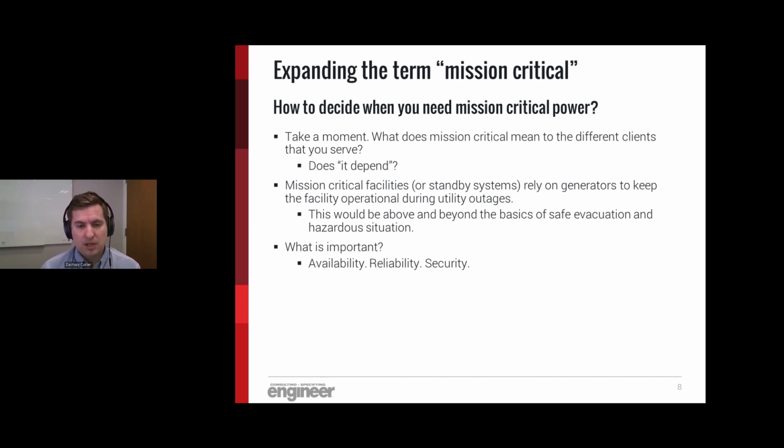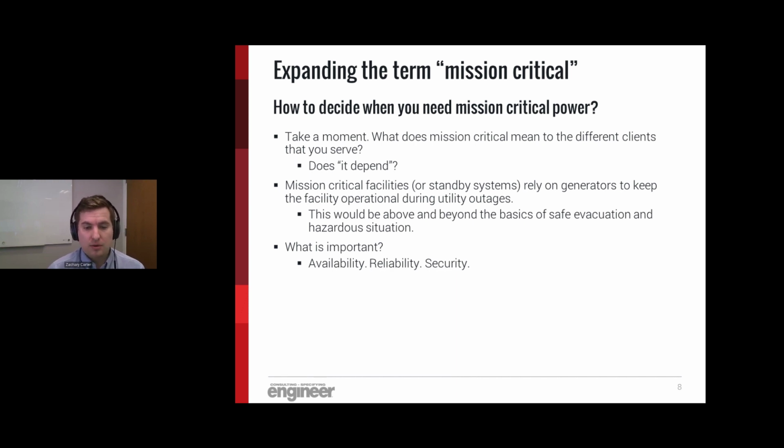So mission critical can be more simply defined as a facility that is essential to the survival of a business or an organization. Mission critical facilities are significantly affected when the power is interrupted. There are three key things that I like to think about when we talk about mission critical facilities that you'll hear: availability, reliability, and security.